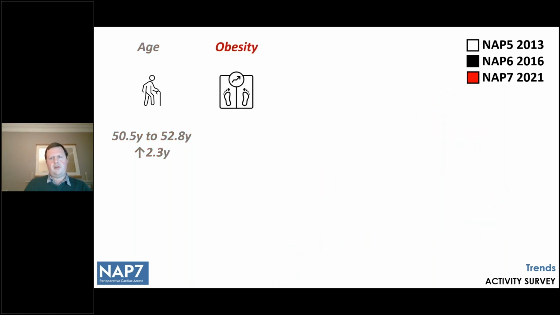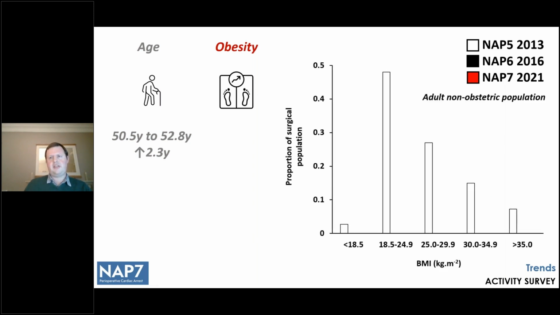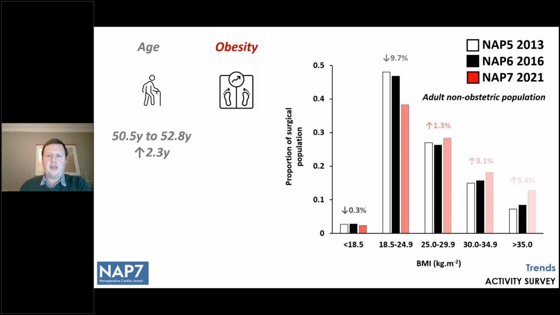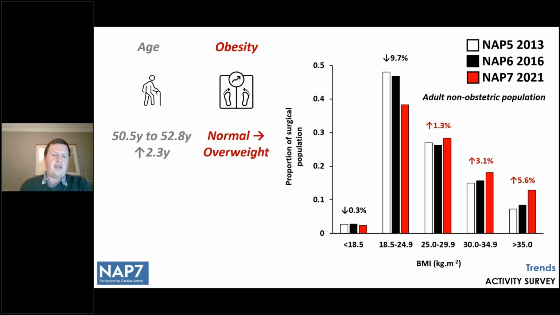We're also able to look at the distribution of body mass index. So this is how it was 10 years ago, and in NAP6 there was a suggestion that the population we were looking after was becoming more obese. And I think that following COVID, we've seen very dramatic changes in the distribution of patients that we look after. So there's an increase of 8.5%, nearly 9% as a relative proportion of patients who are obese coming for surgery. And I think it's fair to say now that the median BMI was normal 10 years ago, and it's now well in the overweight range.